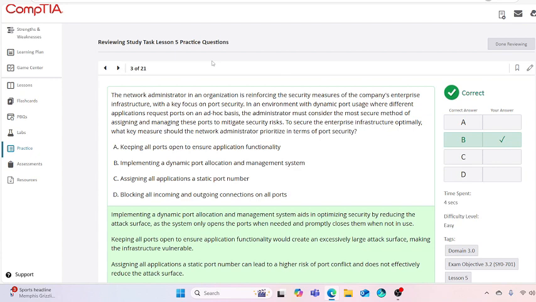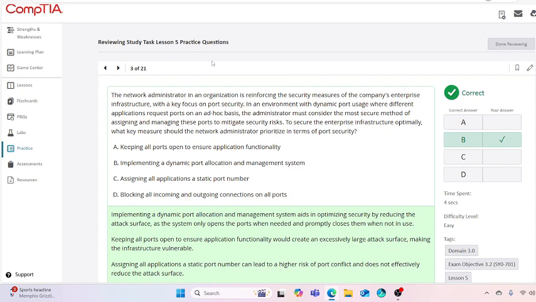The network administrator in an organization is reinforcing the security measures of the company's enterprise infrastructure, with a key focus on port security. In an environment with dynamic port usage where different applications request ports on an ad hoc basis, the administrator must consider the most secure method of assigning and managing these ports to mitigate security risk. To secure the enterprise infrastructure optimally, what key measures should the network administrator prioritize in terms of port security?